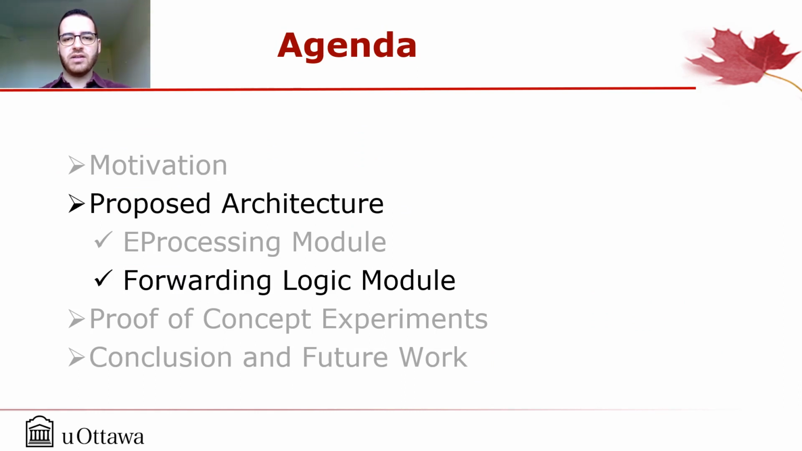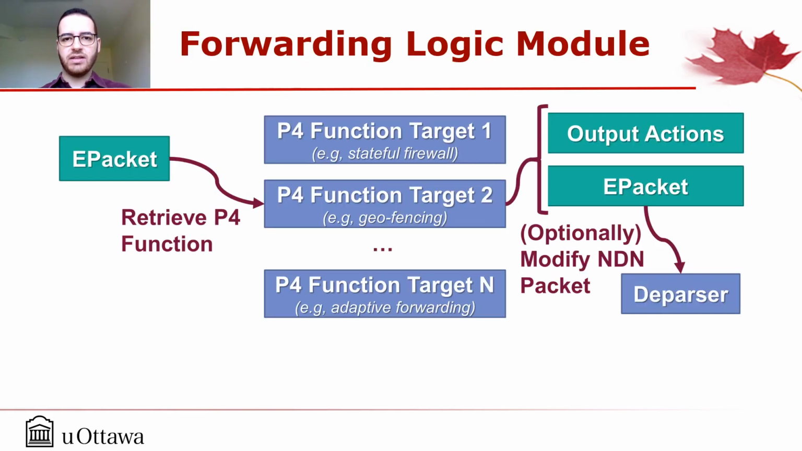Let's now see how the forwarding logic module processes E packets. When the E packet is received by the forwarding logic module, the P4 function target executing the requested function is retrieved. Every P4 function target runs isolated P4 code corresponding to a specific complex stateful forwarding behavior. Hence, every P4 function can be configured and modified at runtime without impacting the rest of the switch operation. The execution of the P4 function results in two outputs, a list of output actions and an optionally modified E packet.